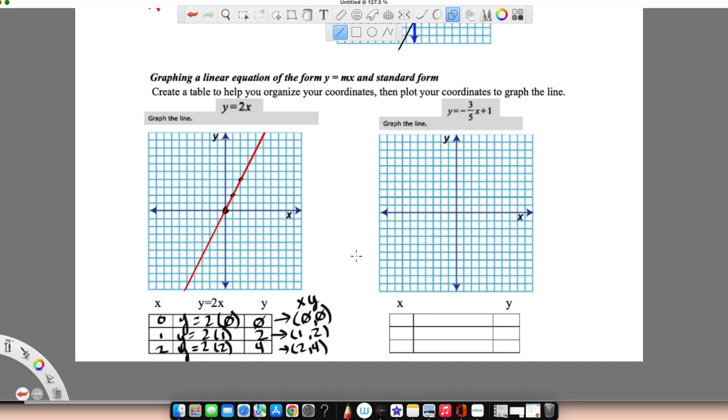So now we have something a little bit more complicated. Whoops, forgot to turn the line tool off, darn it. Y equals negative 3/5 x plus 1.